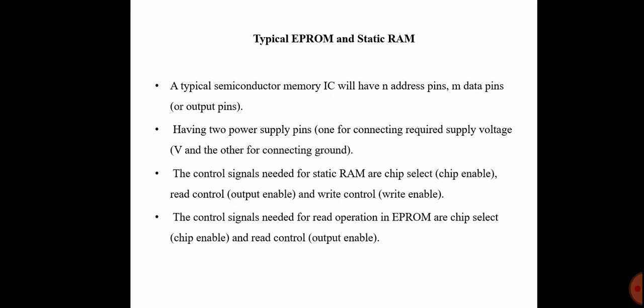Next slide, typical EPROM and static RAM. A typical semiconductor memory IC will have N address pins, M data pins, that is output pins, and two power supply pins, one for connecting the required supply voltage VCC and the other for connecting ground. The control signals needed for static RAM are chip select, that is chip enable, read control, and write control. The control signals needed for read operation in EPROM are chip select and read control for output enable.